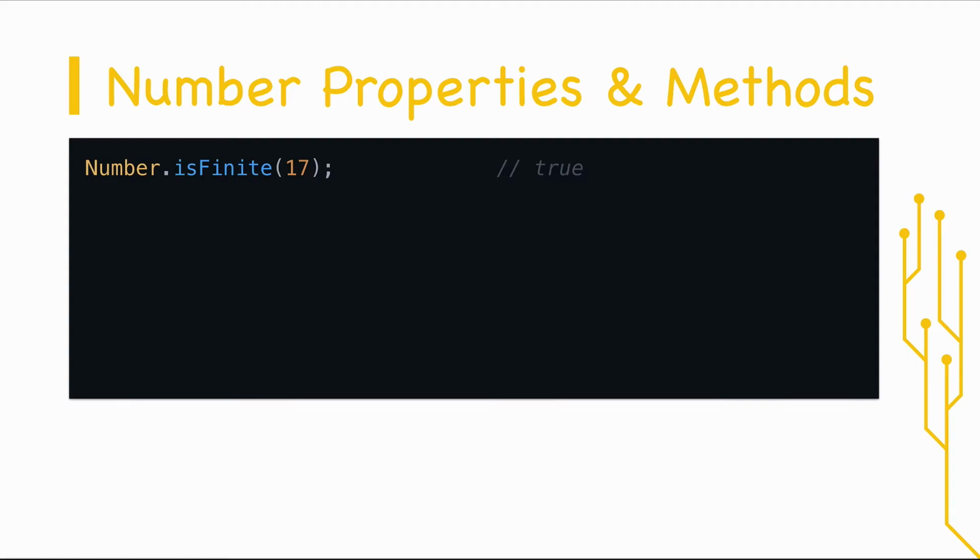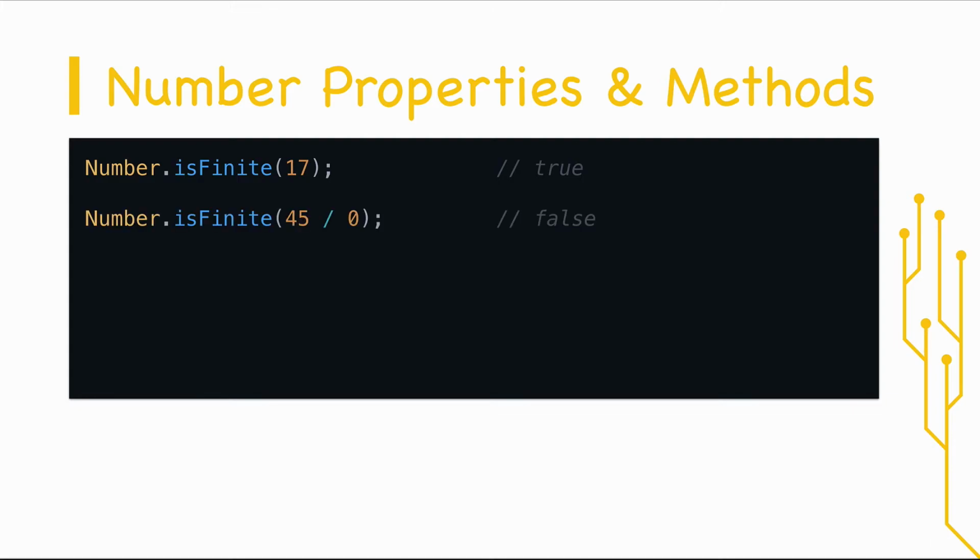Now, as the name suggests, the isFinite method can tell you whether a number is finite or not. So in this case, isFinite(17) results in true because the number 17 is definitely finite. It's not infinite. So in this case, the value that you want to test for is inputted as a parameter inside the parentheses. So Number.isFinite(17) means we want to find out whether 17 is finite or not. And the result is true because 17 is indeed finite.